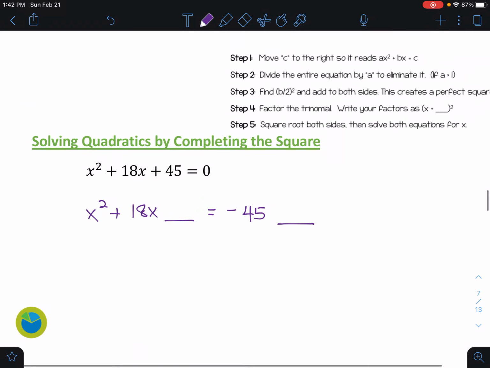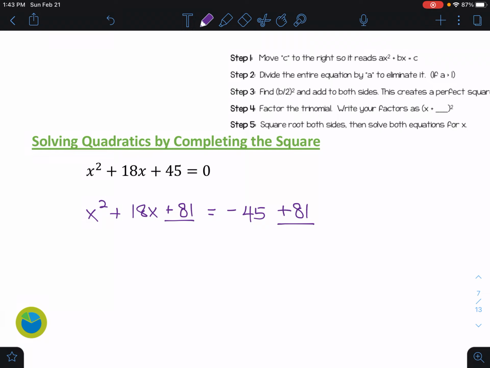In order to create the perfect square trinomial, you're going to do half of this. So 18 over 2, and then you're going to square it. You can do all of that in your head. You're going to say half of 18 is 9, and then you're going to square 9. So that's 81. So I'm going to write plus 81 here. Now if I add 81 to one side, I have to add 81 to the other side to keep it balanced. So that's kind of an important thing to keep in mind.